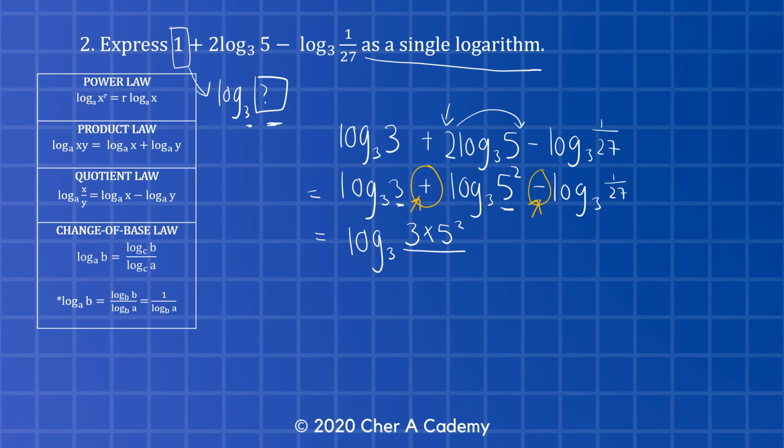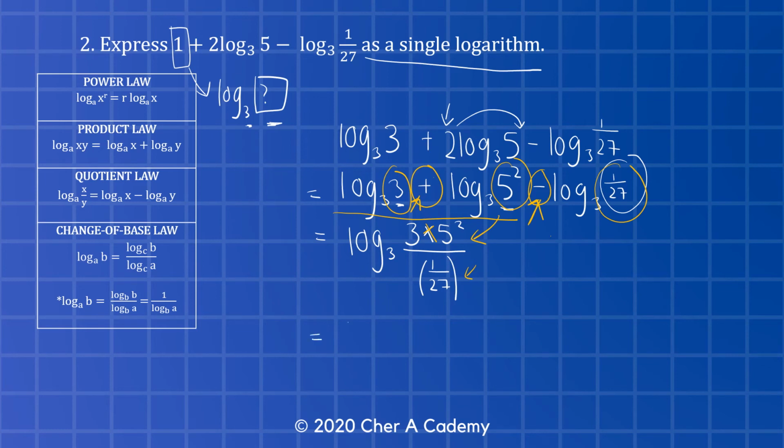Okay, and 1 over 27 here will be at the bottom in the denominator using the quotient law. Okay, so let me repeat that. 3 log base 3 plus log base 3 pi square is at the top with a multiply sign, and then because of this minus sign, I'll use the quotient law. So this whole thing minus this, so this one goes to the bottom.